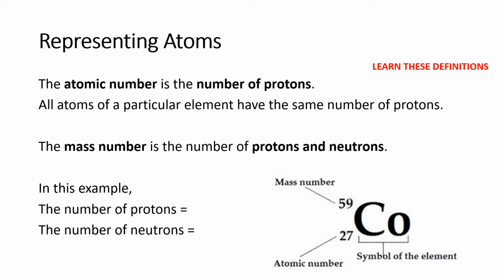Now you don't need to remember the actual symbols for the elements, but look at the atomic number on the bottom. This is 27 and gives us the number of protons, whereas the mass number at the top, 59, is the protons and neutrons. So if we're working out the number of protons, we just look at the atomic number, 27. But to find the number of neutrons, we need to get the mass number and subtract the atomic number. 59 minus 27 gives us 32 neutrons.